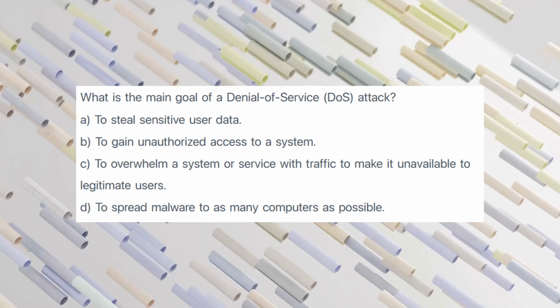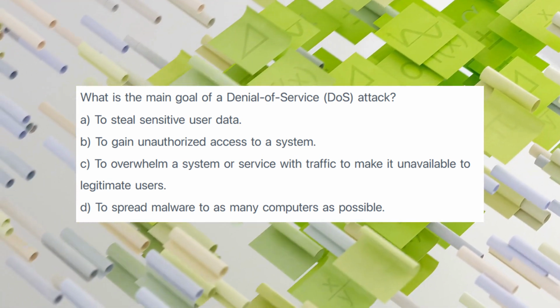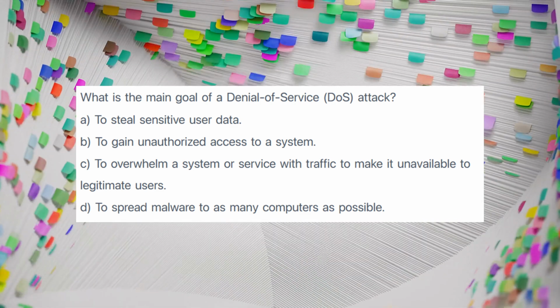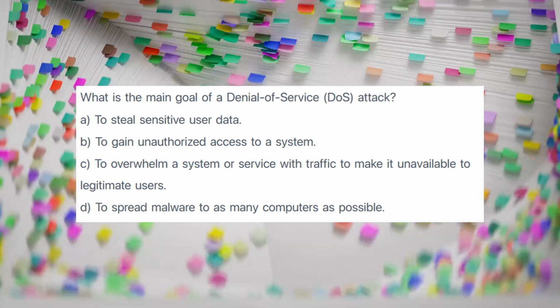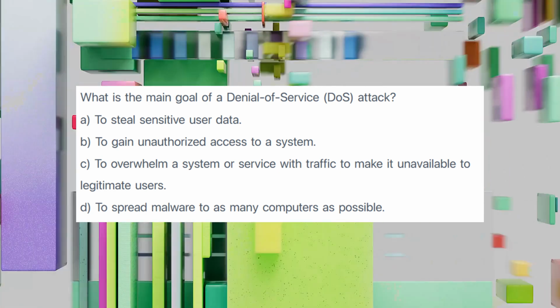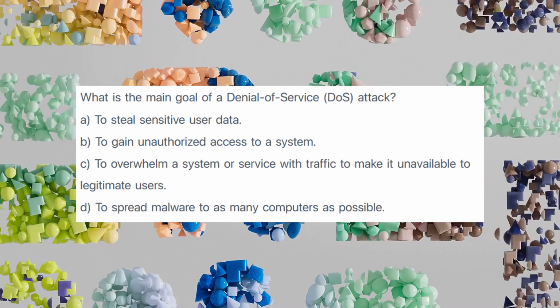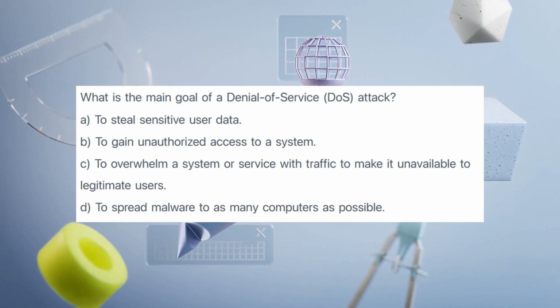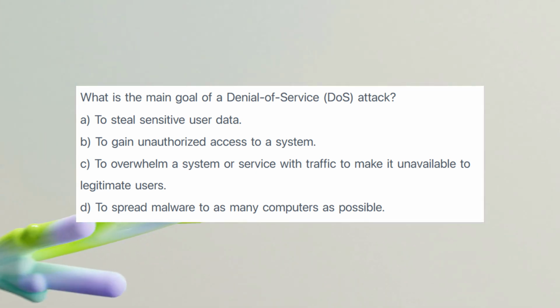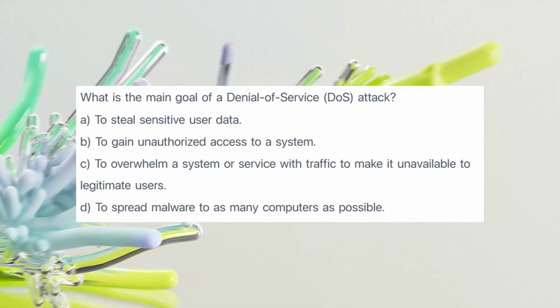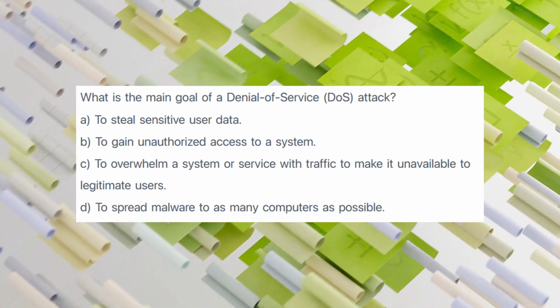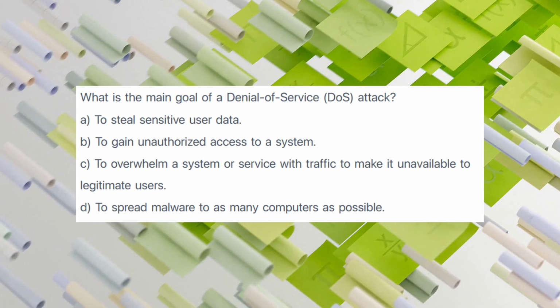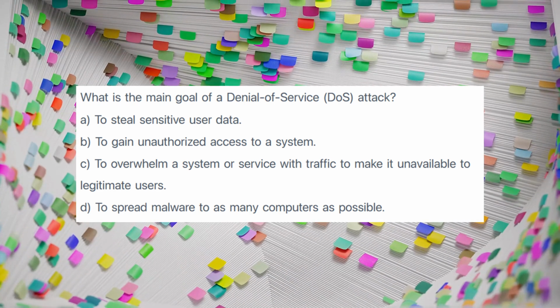The answer is C, to overwhelm a system or service with traffic to make it unavailable to legitimate users. A DOS attack aims to disrupt the normal functioning of a network, system, or service by flooding it with excessive requests or malicious data. Options A and B relate to data breaches or unauthorized access. Option D relates to malware propagation.